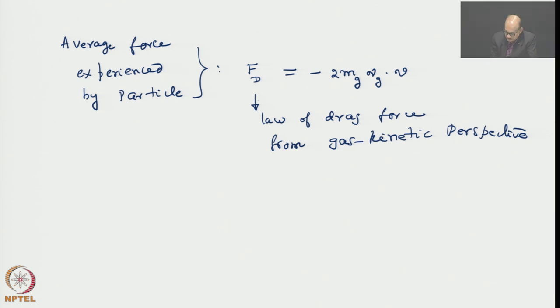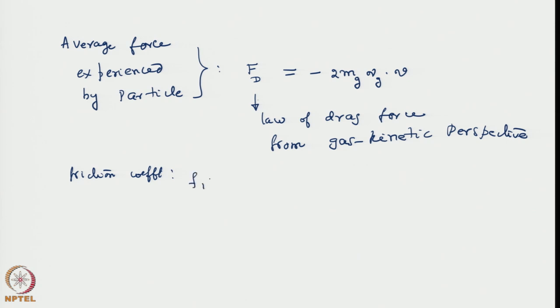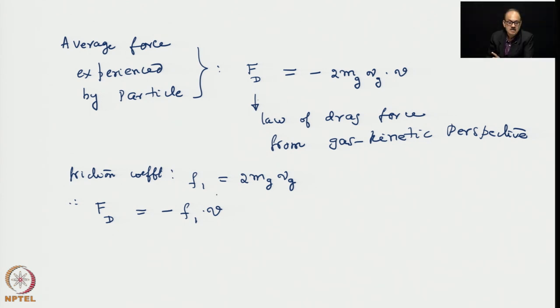Just to complete this expression, we can identify the kinetic friction coefficient F1 as 2mg(ν g). Therefore, one can say that the drag force is minus F1 into V. We have deliberately used subscript 1 here for the friction coefficient because F1 need not be the same as F that is coming from the Navier-Stokes perspective. In other words, the drag force that a particle experiences in a dense fluid need not be numerically the same as that it experiences in a dilute gas. The functional form itself could be different. This is pointing out to that.